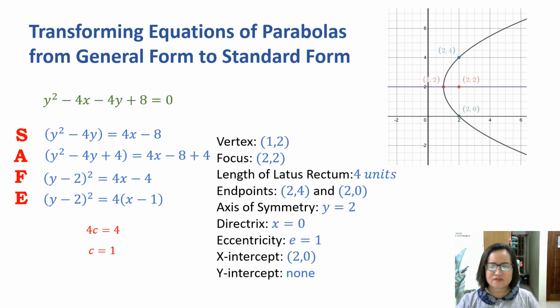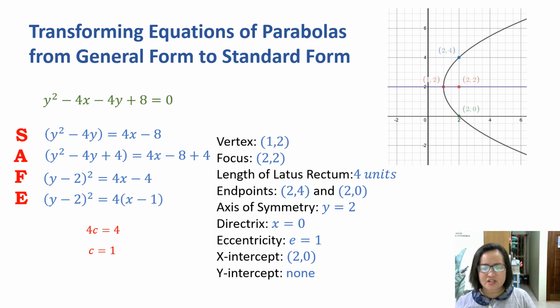Now, to get the length of the latus rectum, we just get the absolute value of 4c, which is equal to 4. Hence, we will have 4 units for the length of the latus rectum. We divide that 4 units by 2. We will get 2. Now, in order to get the endpoints of the latus rectum, from the focus, we add 2 units to the ordinate to get one of the endpoints. So 2 plus 2, 4. So one of the endpoints will be 2, 4.